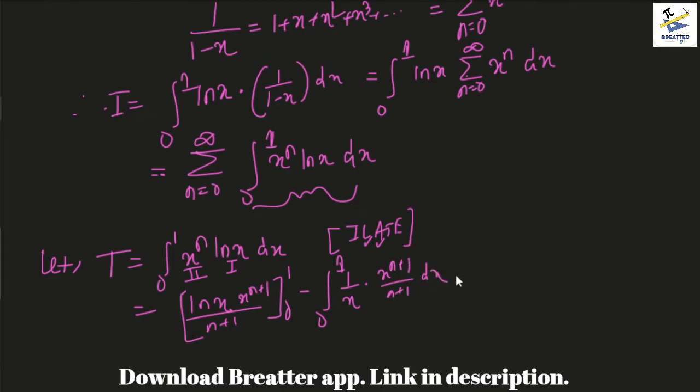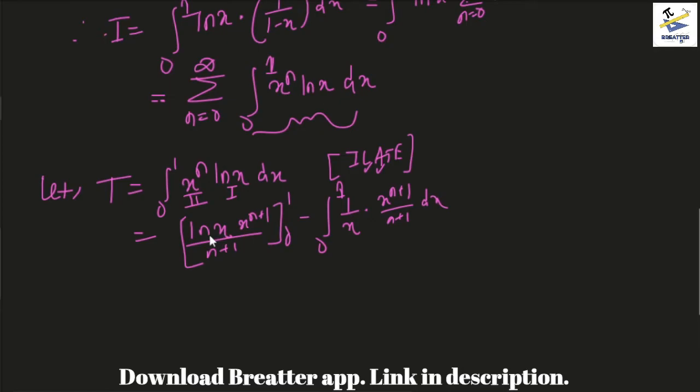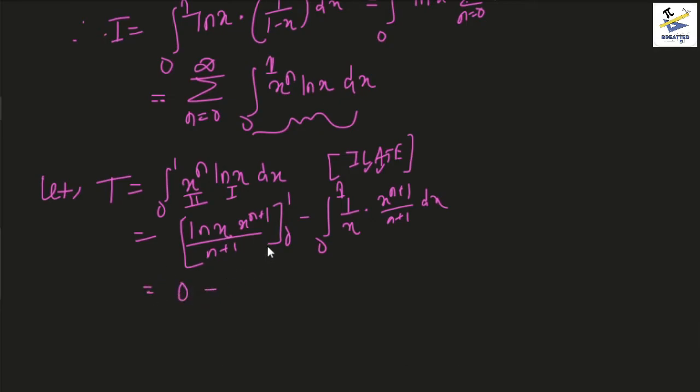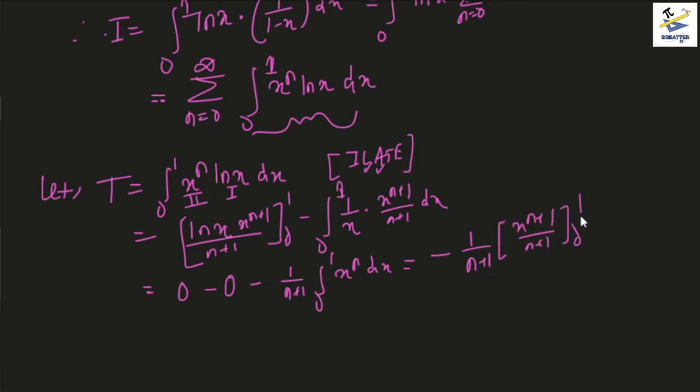As you know, log of 1 is 0, so the first part is 0. If we put in 0, log of 0 is minus infinity, but then x to the power n is also 0. So using L'Hopital's rule, it can be proved that this is also 0, and what we are left with is minus 1 by n plus 1 times the integral from 0 to 1 of x to the power n dx. Again this evaluates to minus 1 by n plus 1 times x to the power n plus 1 by n plus 1 from 0 to 1, which is again 1 by n plus 1, which means it is minus 1 by n plus 1 whole squared.